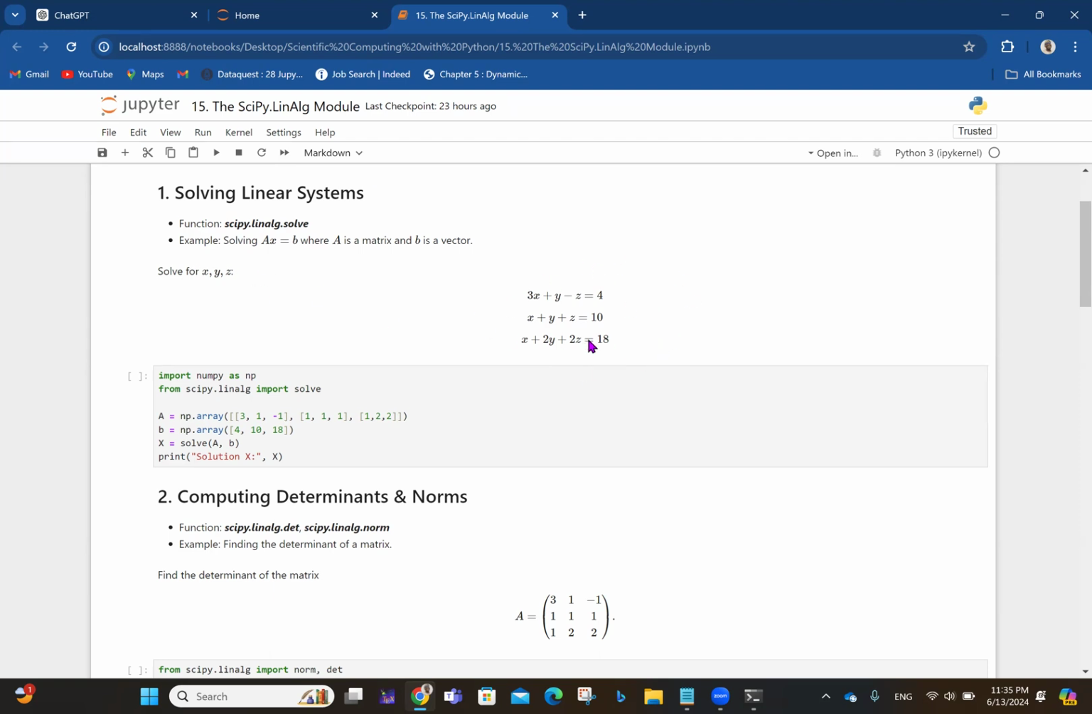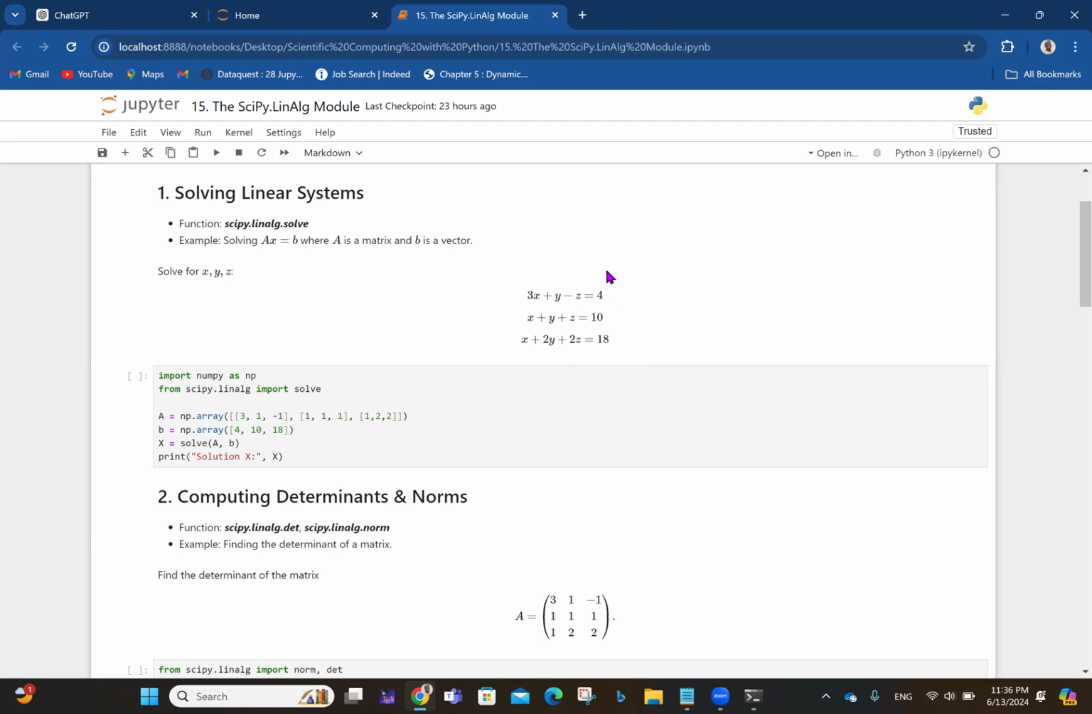You want to solve for x, y, and z, where you have 3x plus y minus z equals 4, x plus y plus z equals 10, x plus 2y plus 2z equals 18. If you look at the matrices playlist, we have different methods with which we can solve this. Of course, here you can actually use the elimination method and things like that. But here we are computing. So how do you translate this into computing?